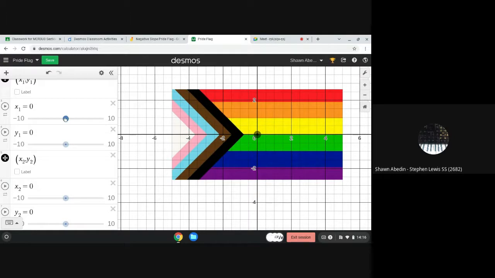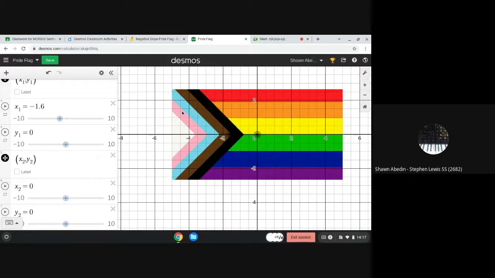So I will share a link to this page so that you can actually play around with the slider. So I'm going to move these around, and you should see a point right now moving along the positive side of the x-axis. But the line segment that I want to model is between the blue and the brown areas of the flag, moving downward to the right, all the way to the x-axis here.